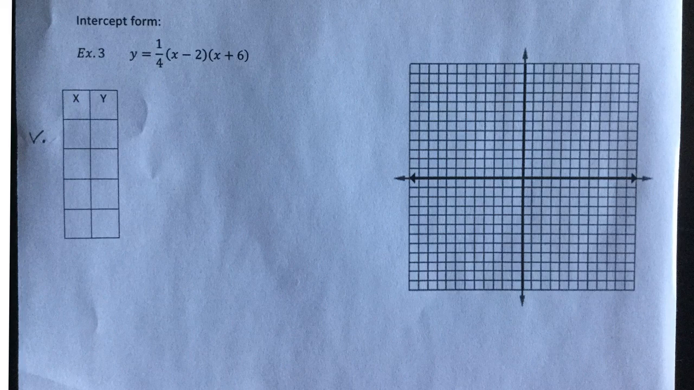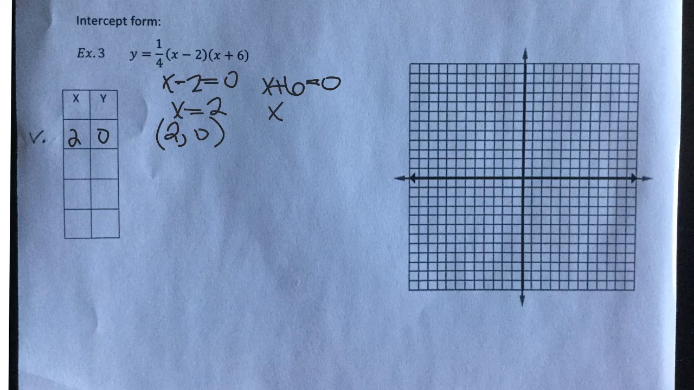So my x-intercepts come from taking x minus 2, setting it equal to 0. And I get x equals 2. So I have the point 2, 0. And then I have x plus 6 equals 0, so x equals -6. So I have -6, 0. I'm going to put those on the graph and help us visualize where halfway is, and we'll see if our formula works. So 2, 0, and -6, 0.